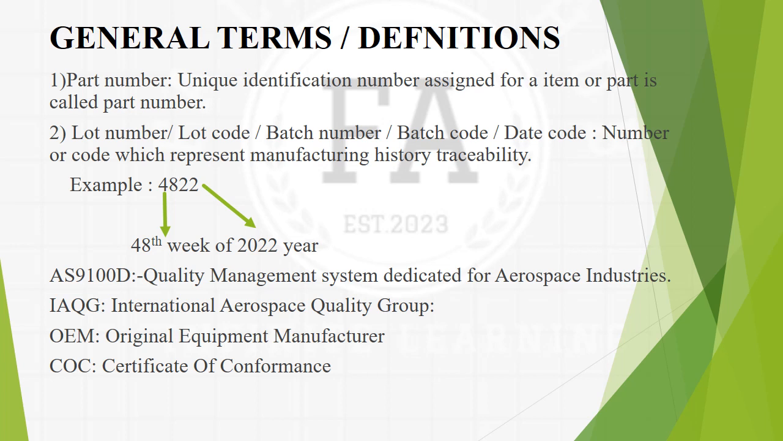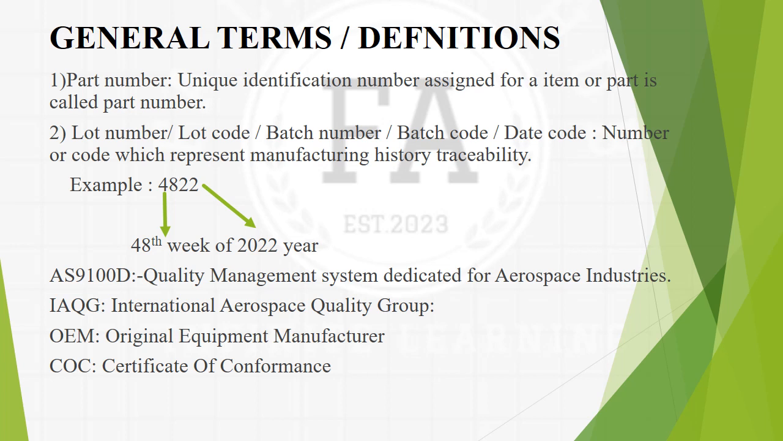What is meant by lot number? A lot number may be a lot code, a batch number, a batch code, or a date code. It's a number or code which represents the manufacturing history, the traceability. So for example, 4822 is the batch code of one particular item. It can be considered the 48th week of 2022 in which it was manufactured. So that particular number or code provides the manufacturing traceability or manufacturing history of that particular item.